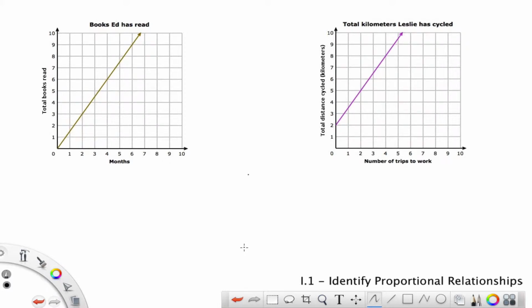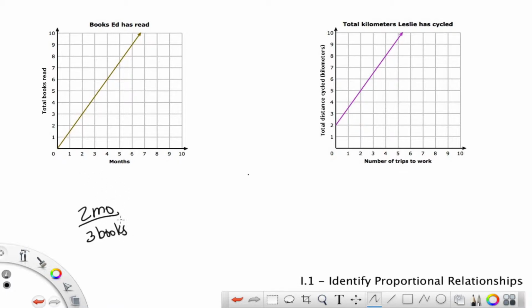All right, this is grade 8, I.1, identify proportional relationships, and we're looking at graphs and whether or not these relationships are proportional. So if we look on the left, books Ed has read, we have total books read by months. The question is whether or not this is proportional, meaning, so if he reads for 2 months, he has read a total of, we go over to 2 along the x-axis, and we go up.